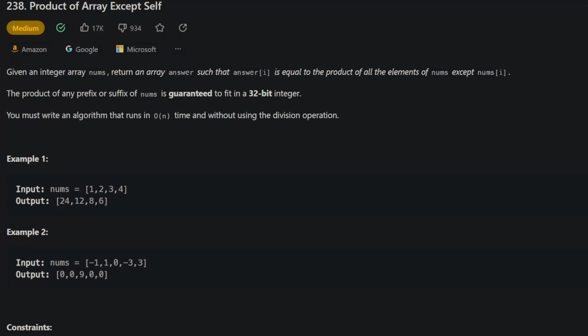Hello everybody. Today we're doing LeetCode 238, Product of Array Except Self.